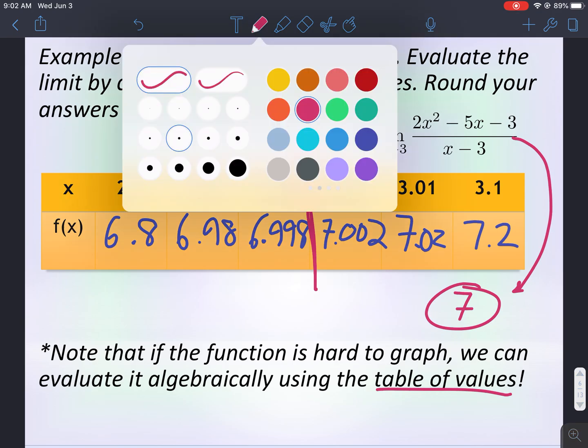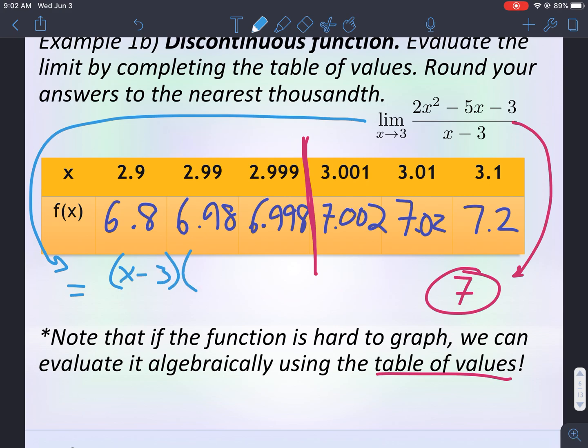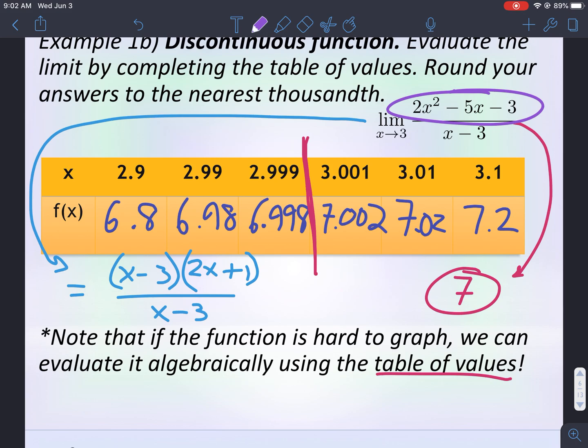It's also important to note, we're going to talk about this a little bit later on, but we could analyze this function and say that this is the same as x minus 3 times 2x plus 1 over x minus 3. So that's because the top portion factors, and it turns out that this is going to cancel. And so if we were to just plug in 3, we would get 2 times 3 plus 1, which is equal to 7. So now that is a way to analyze the function with some algebra.